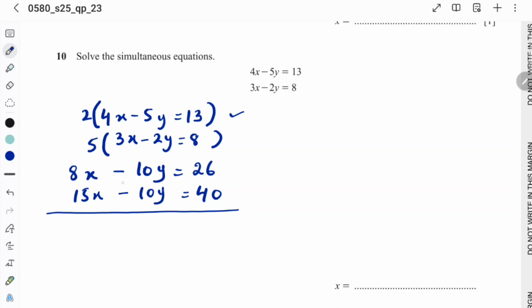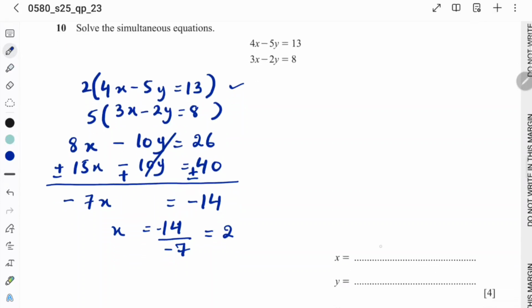Now you can see that we have the same sign, minus 10y, so we have to subtract and change the sign throughout the equation. Okay, 8 minus 15 will become minus 7x, plus 10y and minus 10y will become 0. 26 and 40, if you subtract, it will become minus 14. So x equals 14 over minus 7, sorry, it's 7 not 17. So 14 over 7 will be equal to 2. So x equals 2.